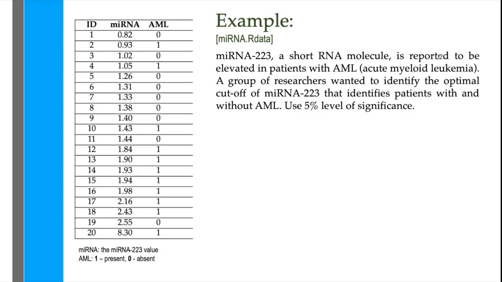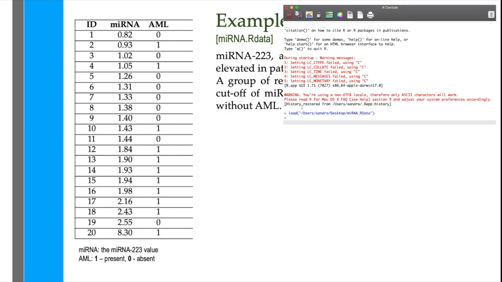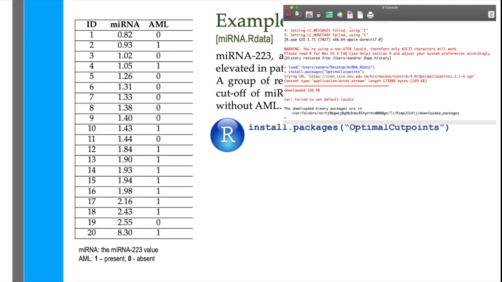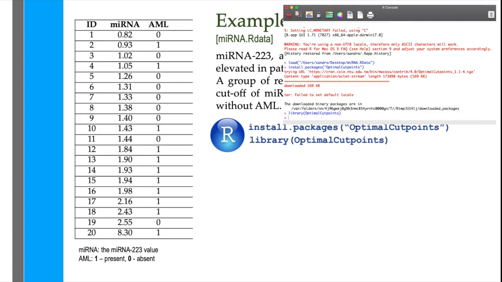Now to compute for that area under the curve, we're going to use R this time. So let's open the file miRNA.RData. After opening that file, since we're going to make use of the ROC analysis, which is not built in R, we have to install that package, which is called optimalCutpoints. And after installing that, we have to type library(OptimalCutpoints). Let's take a look at the miRNA.RData.